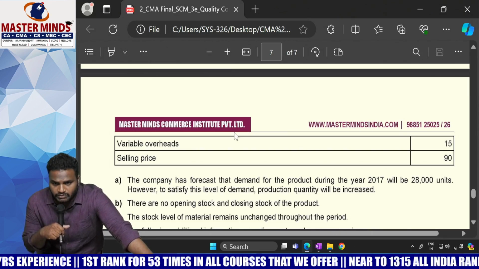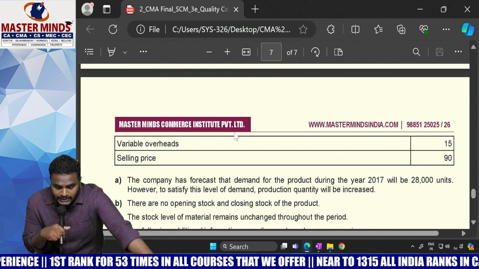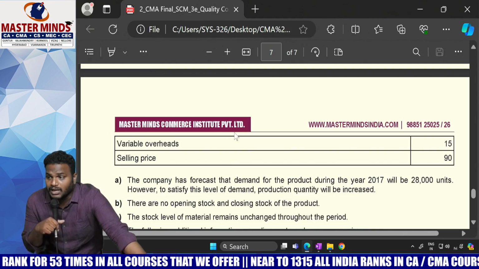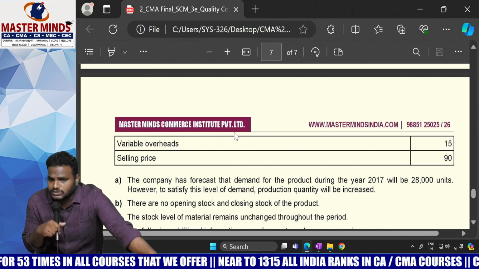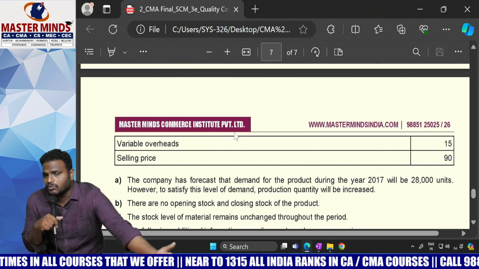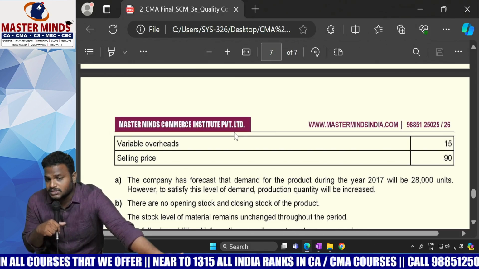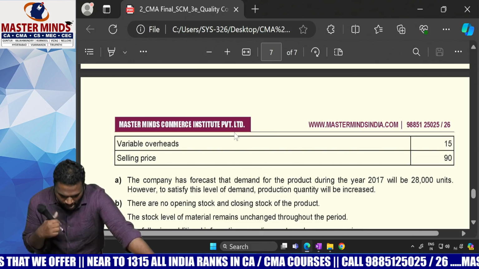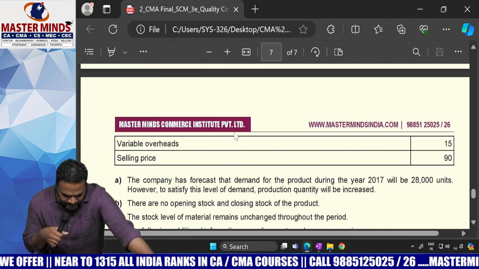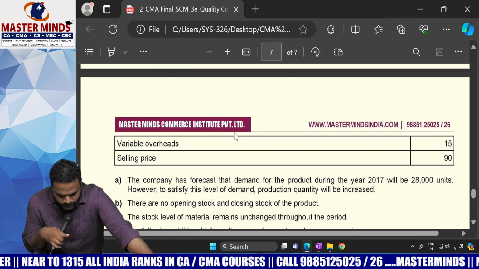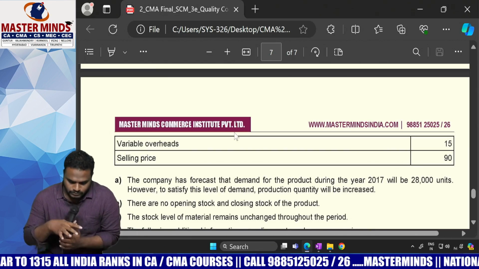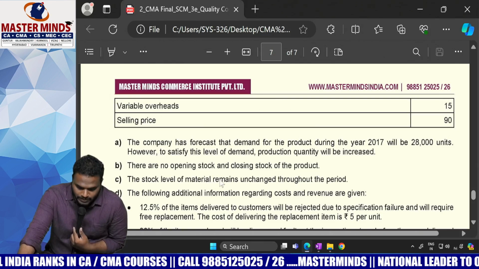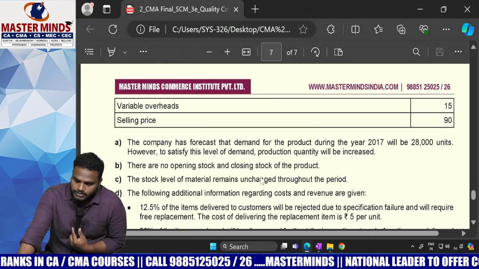This is very important. To satisfy this level of demand, the production quantity will increase. There are no opening stock and closing stock of the product. The stock level of raw material remains unchanged throughout the period.